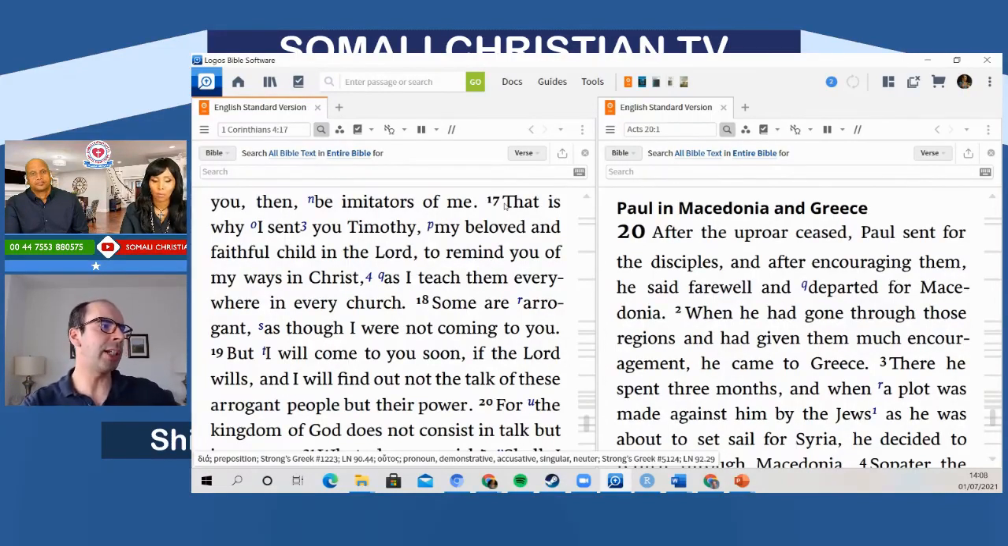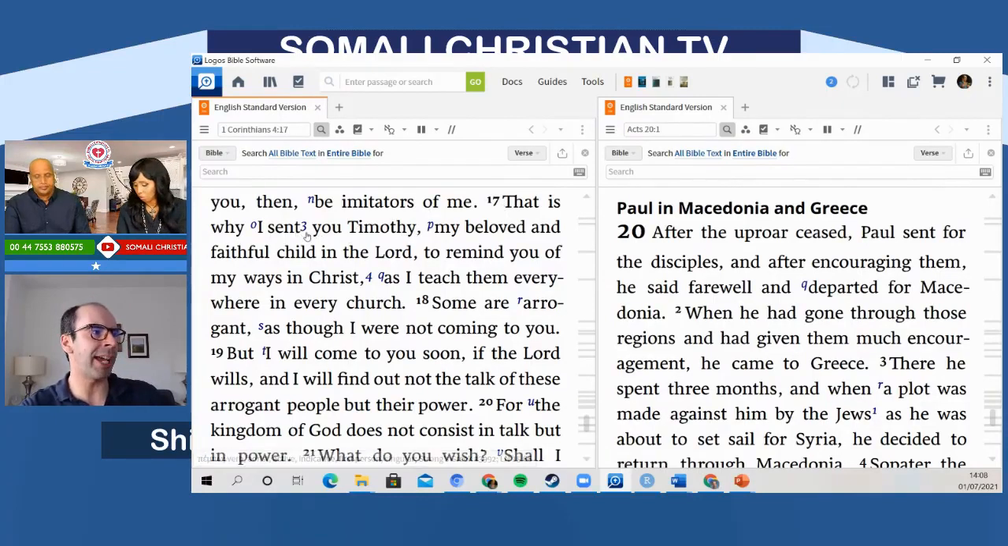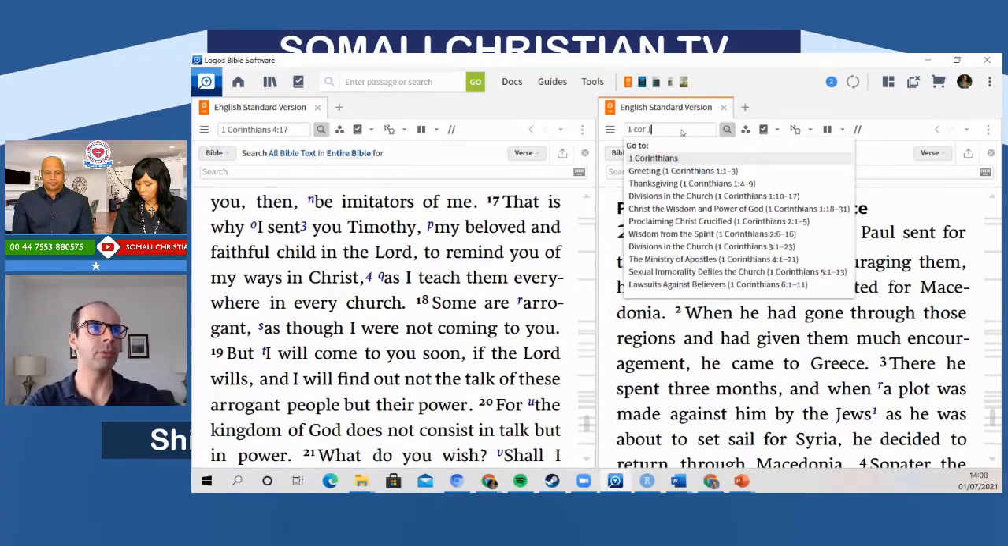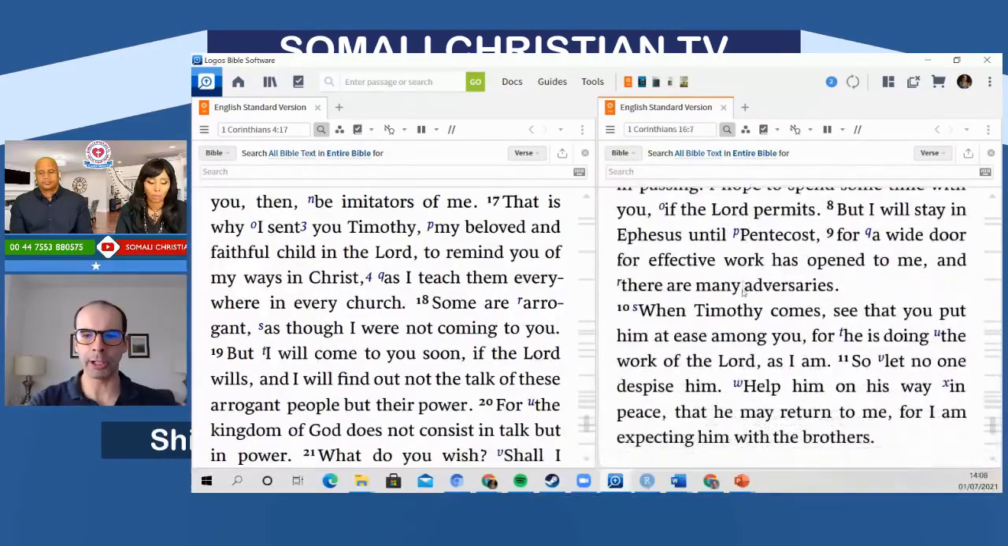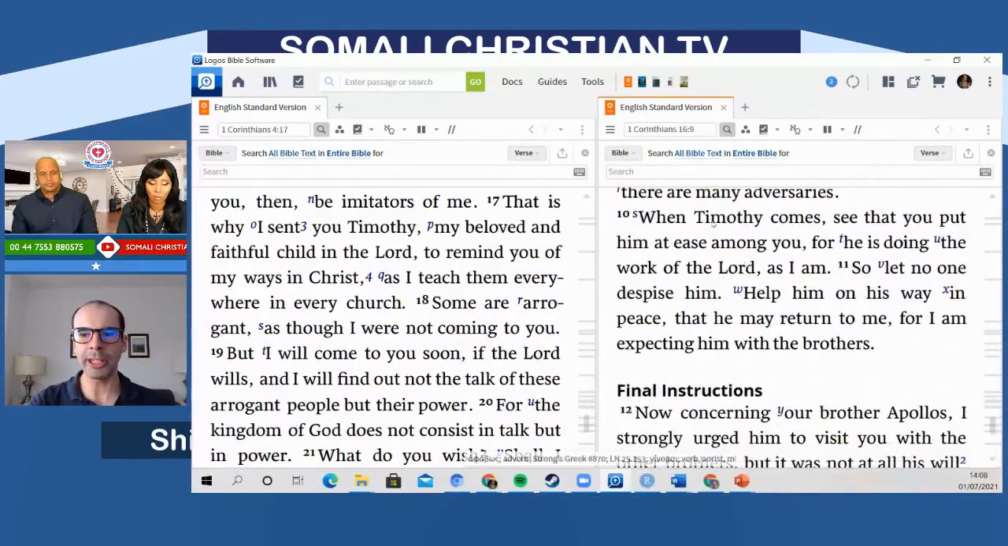So in verse 17, it says, "That's why I sent you Timothy." So notice the past tense. At the time of Paul's writing of 1 Corinthians, he's already sent Timothy on his way from Ephesus to Corinth. Now, if we go over to chapter 16, we see another very incidental remark, which says, verse 10, "When Timothy comes, see that you put him at ease among you, for he is doing the work of the Lord as I am." So here we have the future tense.